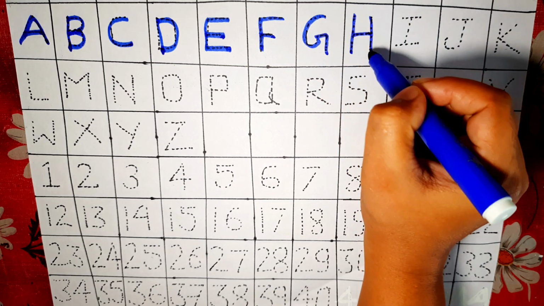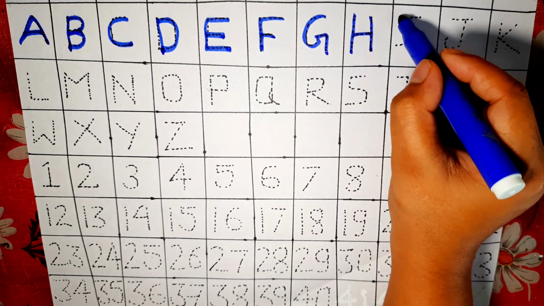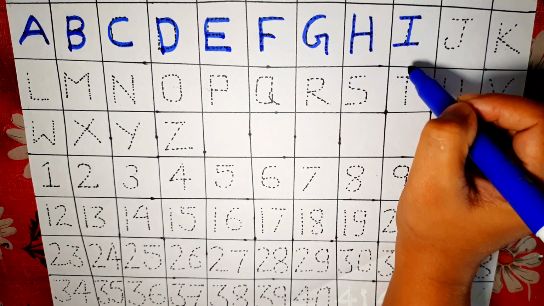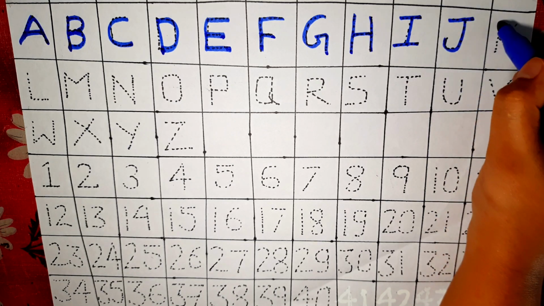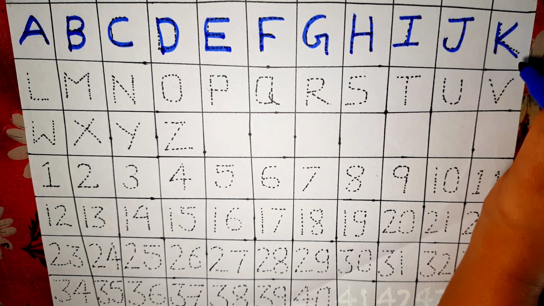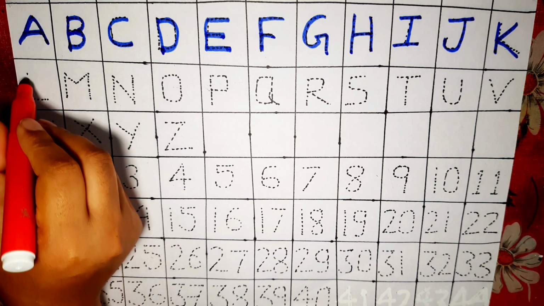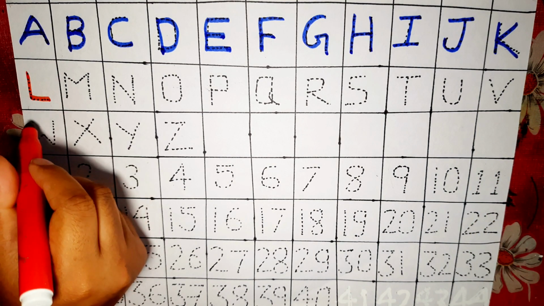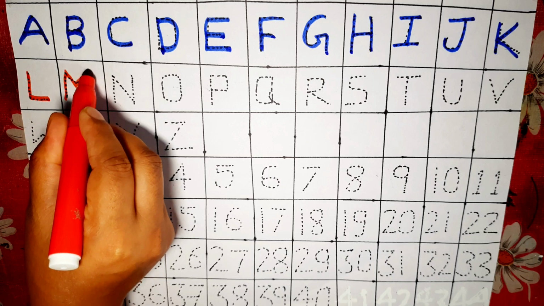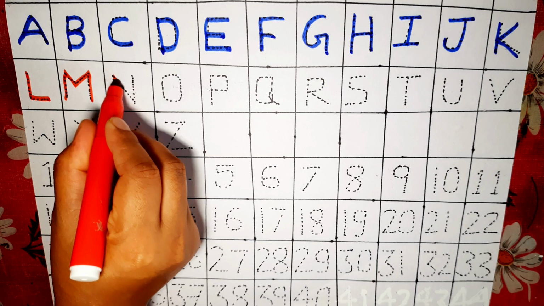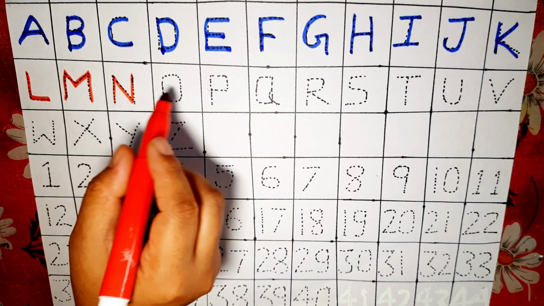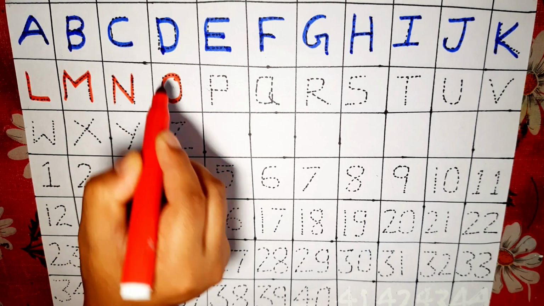H for hand. I for ice cream. J for jellyfish. K for kangaroo. L for lemon. M for monkey. N for nest. O for owl.